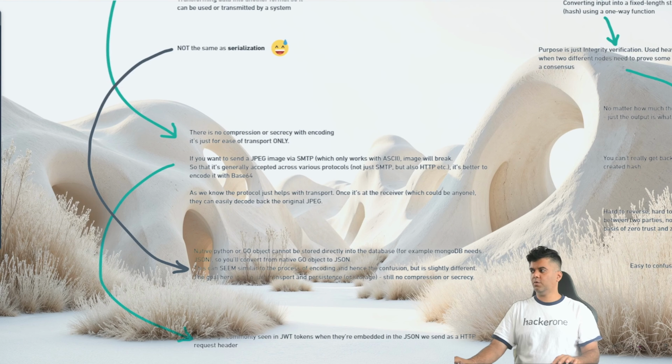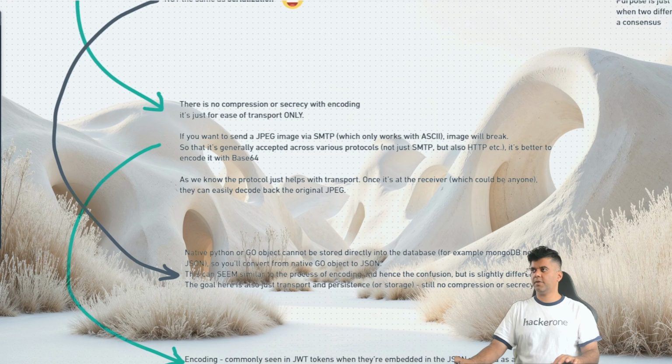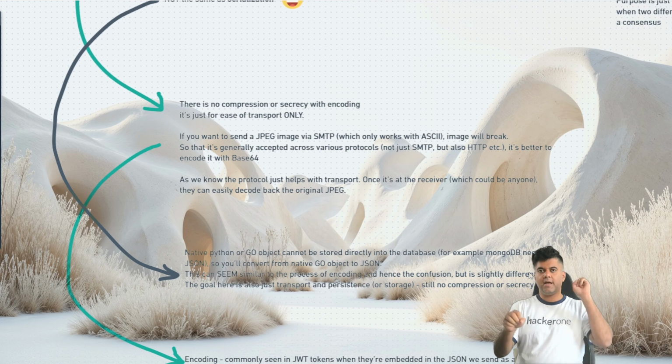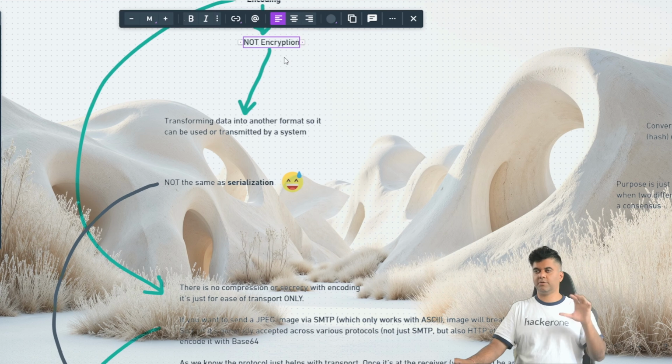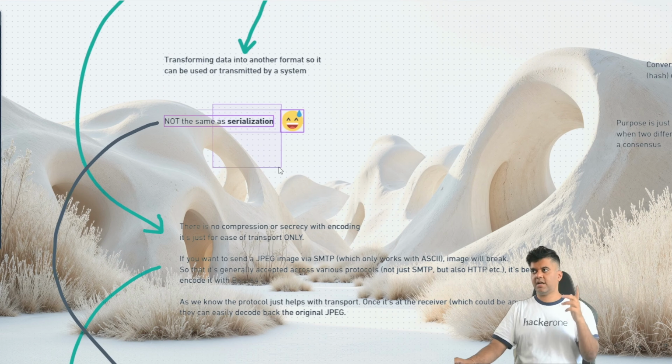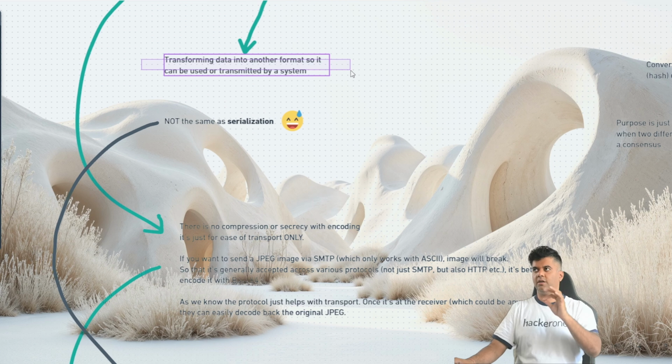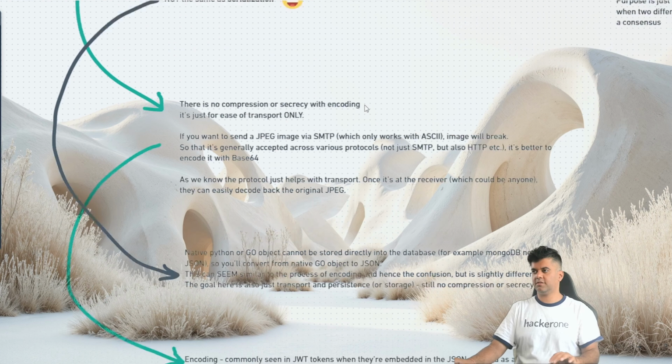Now let's go back to encoding. So now we understand that encoding and serialization are not the same. Encoding and serialization are both not encryption. We know that they're both different. And we understand that serialization is for persistence and transportation, and encoding is just transforming it into another format so that it can be transmitted by a system more easily.